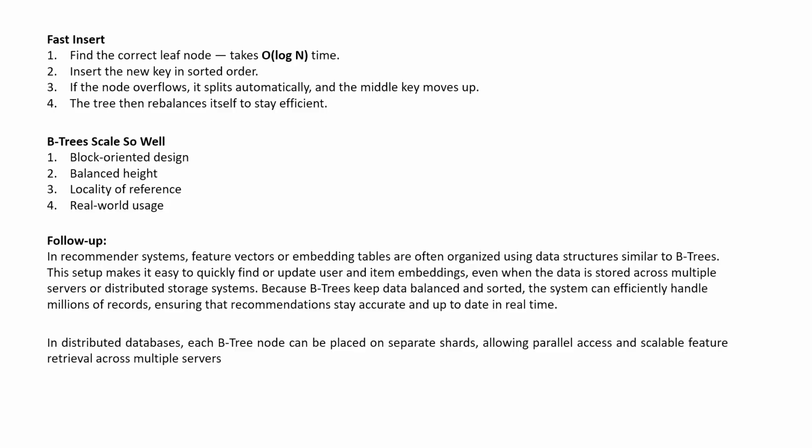In a machine learning context, this is very similar to how feature embeddings or weight files are stored in production systems. For example, recommender systems often organize user and item embeddings using structures inspired by B-trees. This ensures that even when embeddings are distributed across servers, we can quickly look up, insert, or update vectors in O(log n) time.